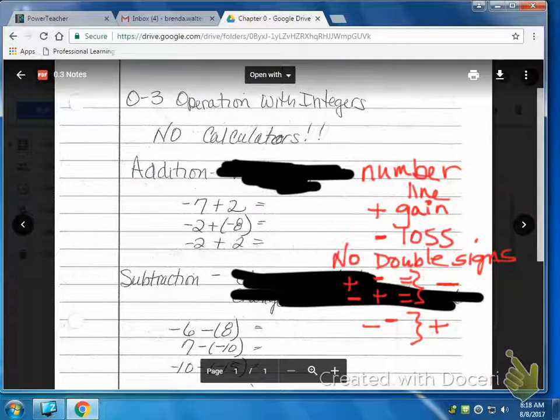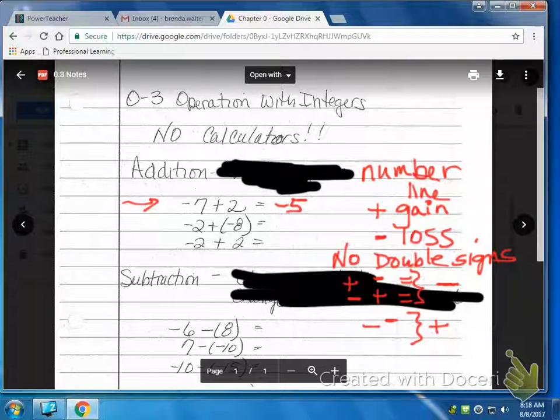All right, so we're talking addition. I want to say also that it's really combining. I'm going to put this up so that you guys on the other side can see the number line. This first problem says -7 plus 2. That means I would start here at -7 on my number line, and I'm gaining 2. Where would I end up? -5.